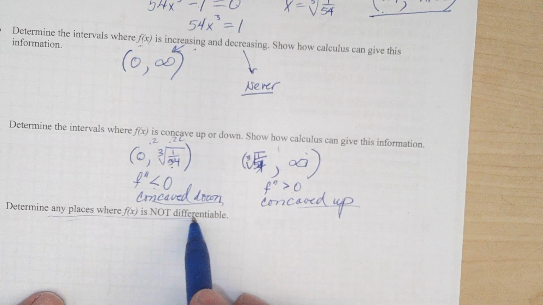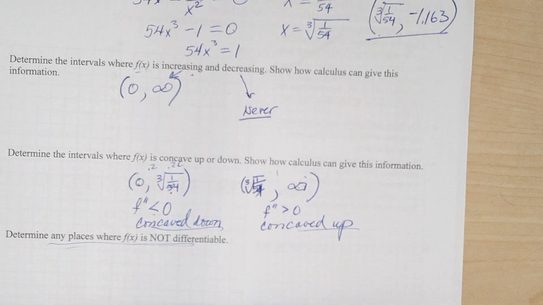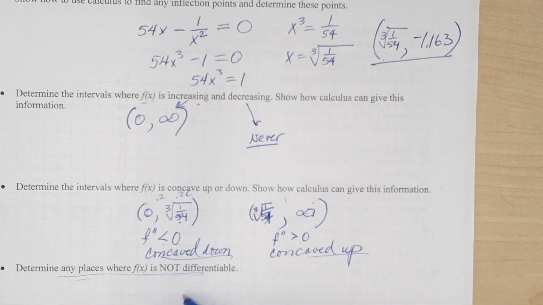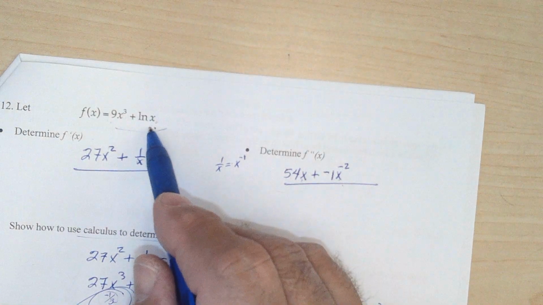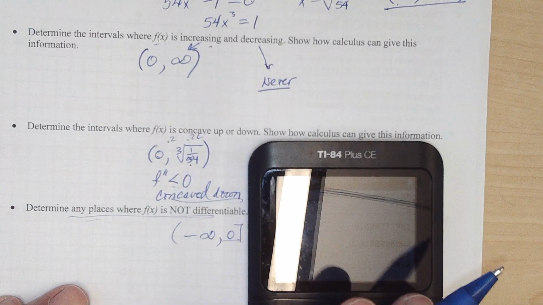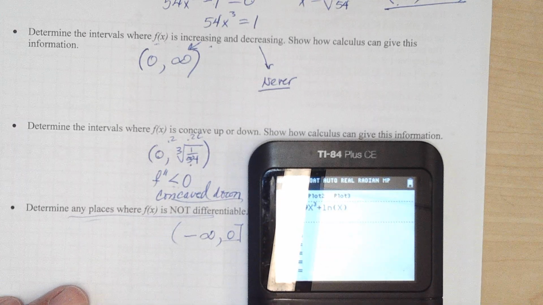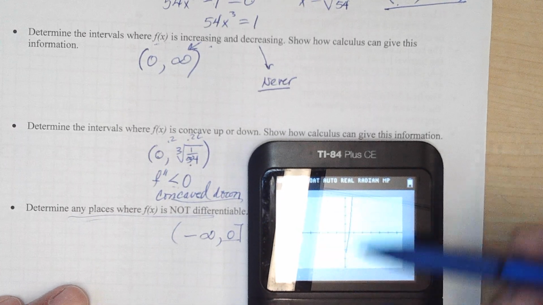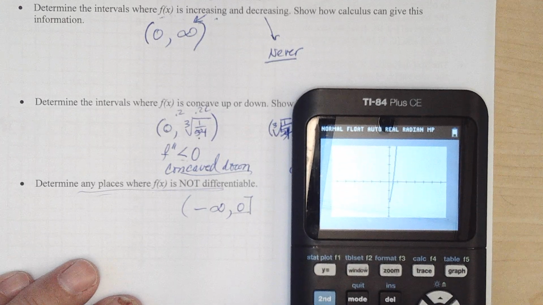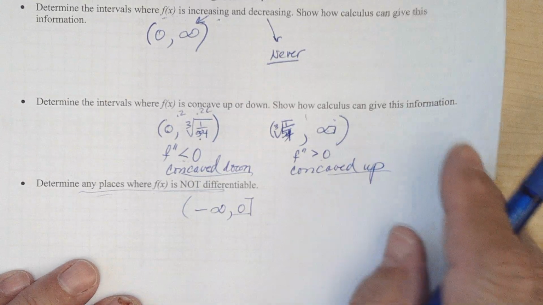Is there any place where this is not differentiable? It's not differentiable from negative infinity up to 0 because it doesn't exist there because of the ln. After that, there's no cusp, nothing fancy. It's just going up pretty straight up. So that's it.